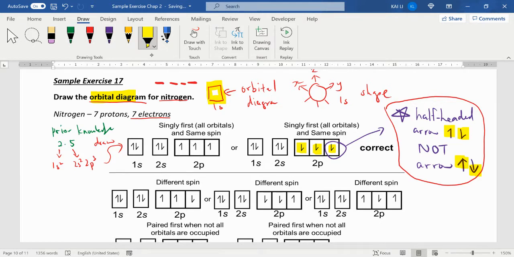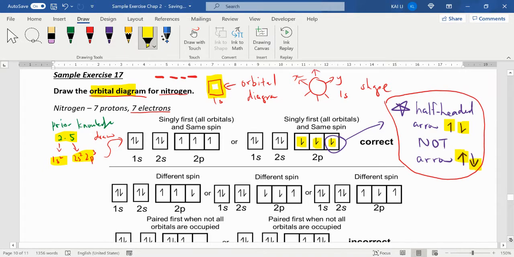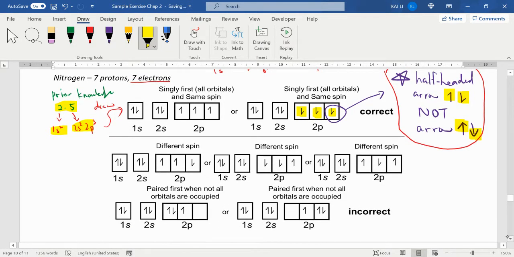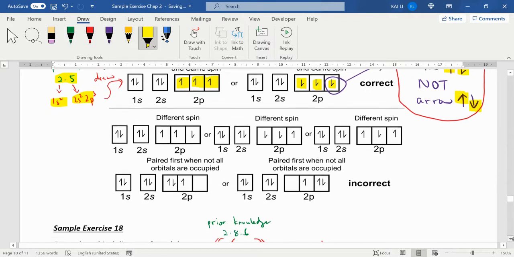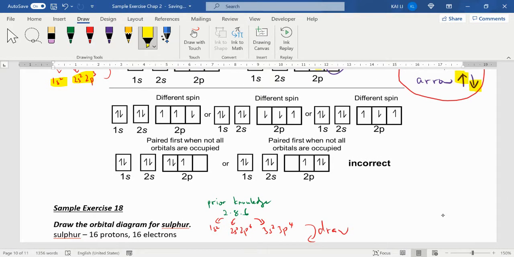Then let's look at the prior knowledge that we have. Okay, this is 2.8.5, which you have learned before. Now we use the SPDF notation, and remember to apply the rules. You can use upward or downward. Okay, either one is correct. However, if you didn't follow the rules, for example, you can see that there are different directions before you fully fill, then it's wrong, and pairing up first before singly filling all the orbitals is also incorrect.